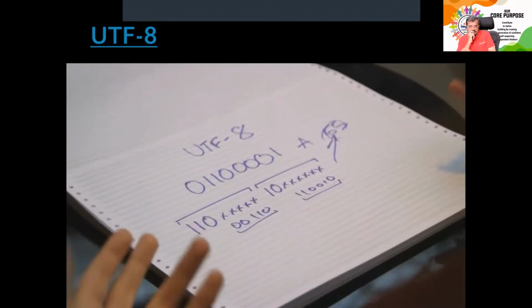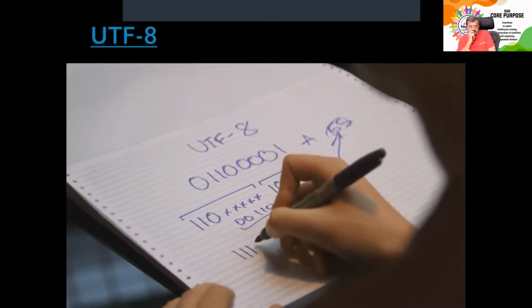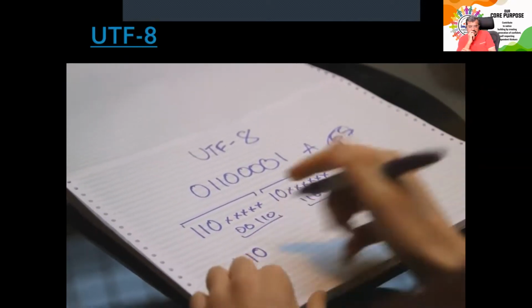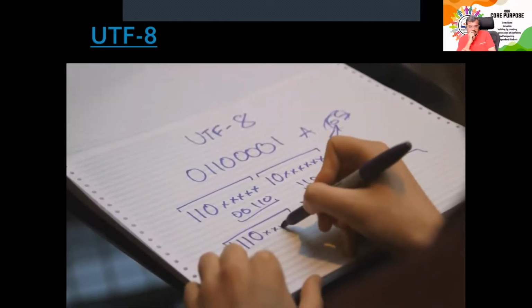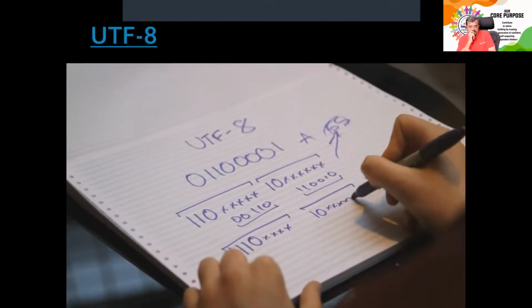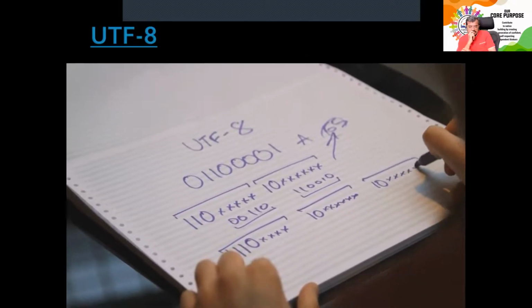What about above that? Well, above that, you go 1, 1, 1, 0, meaning there are 3 bytes in this. 3 ones, 3 bytes, with 2 continuation bytes. So now you have 1, 2, 3, 4, 10, 16 spaces. You want to go above that?